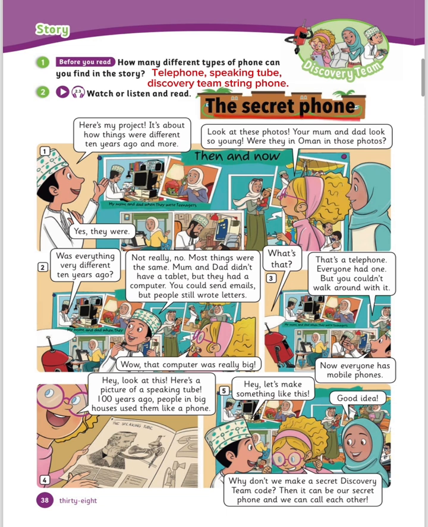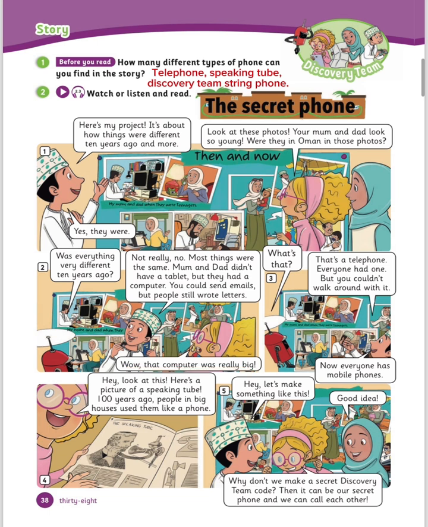The secret phone. Sami, here's my project. It's about how things were different 10 years ago and more. Luti, look at these photos. Your mom and dad look so young. Were they in Oman in those photos? Sami, yes, they were. Number 2. Boo said, was everything very different 10 years ago? Sami said, not really, no. Most things were the same. Mom and dad didn't have a tablet, but they had a computer. You could send emails, but people still wrote letters. Luti, wow, that computer was really big.